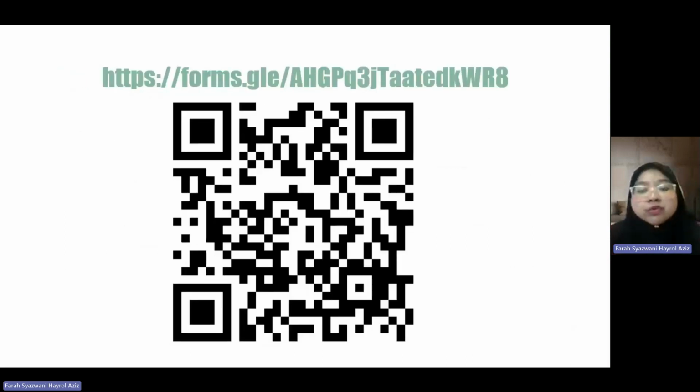Okay, so now before we end our chapter on questionnaire design, you may scan this QR code to get an example of how a good questionnaire looks.